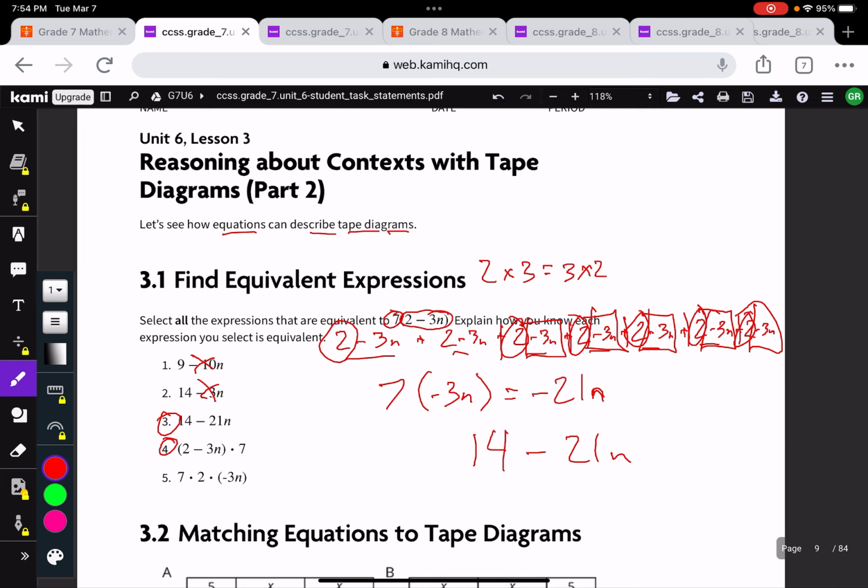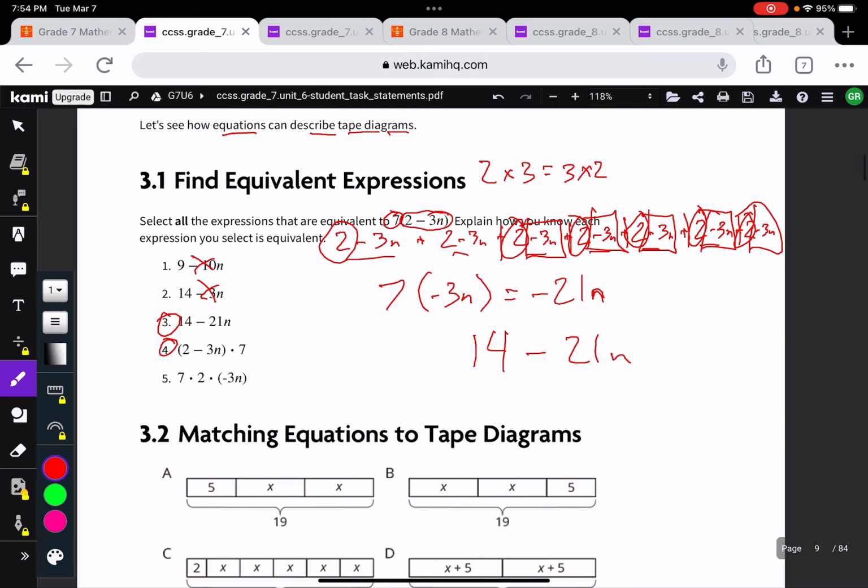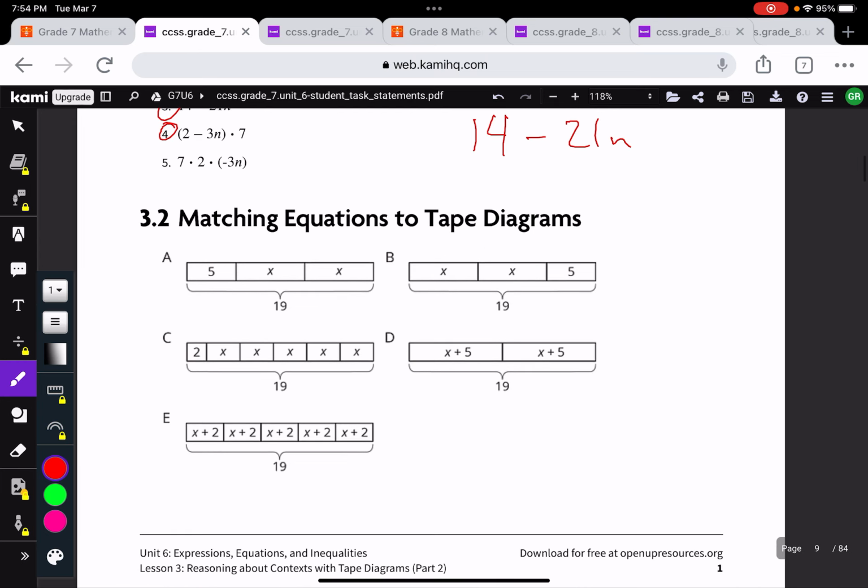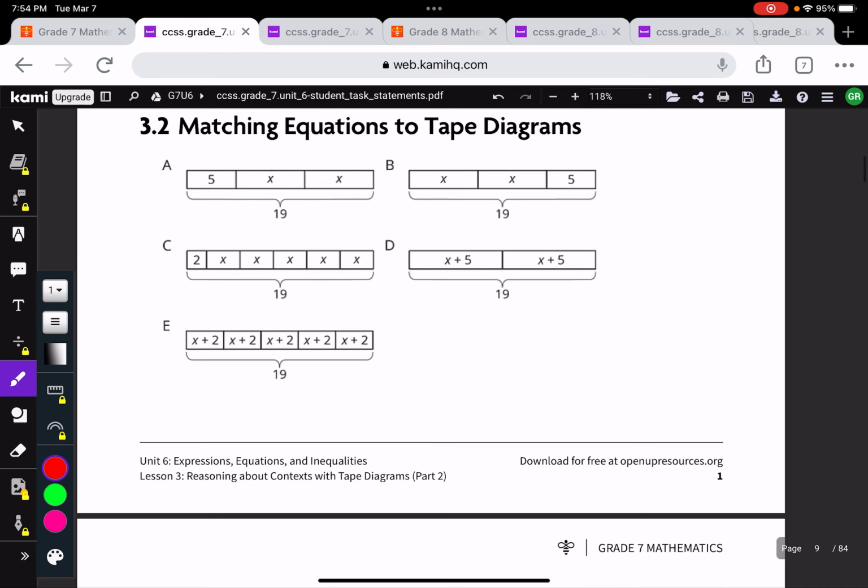Pause this video if you have to take a break. Think about that for a second or rewind it. Otherwise, we're moving on. 3.2, matching equations to tape diagrams.